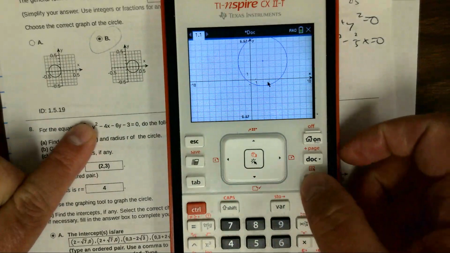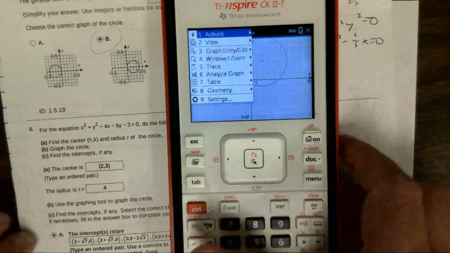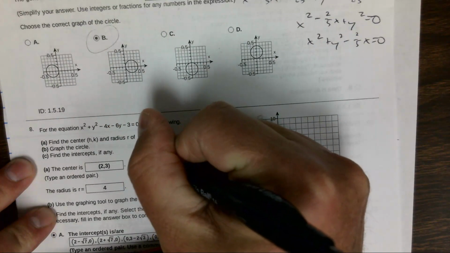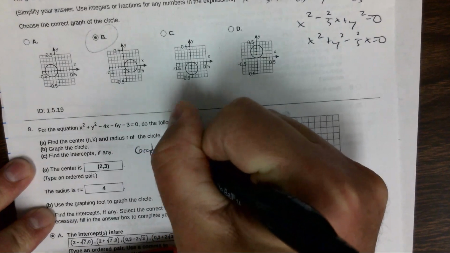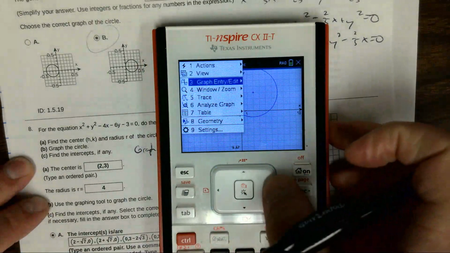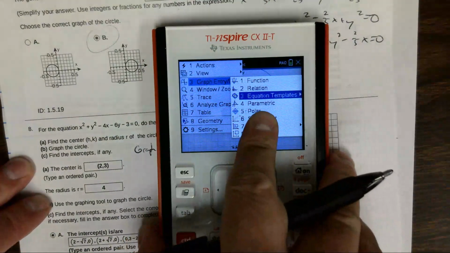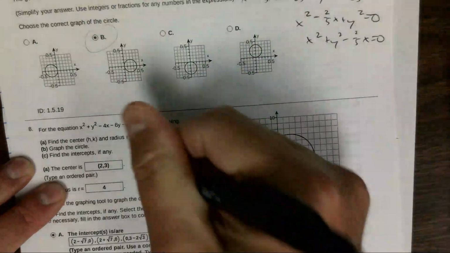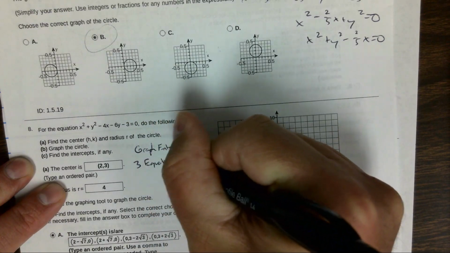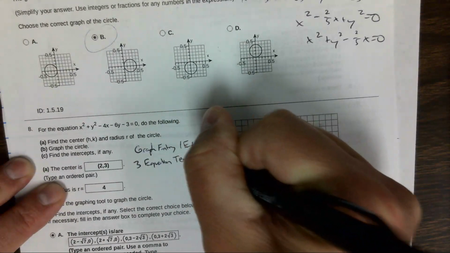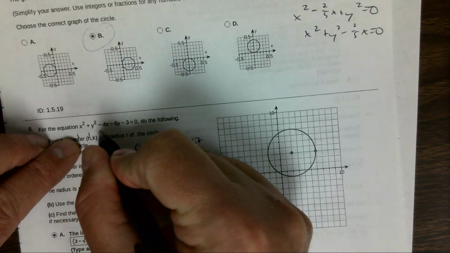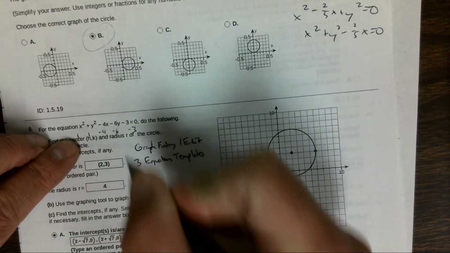Now, when you analyze conics, okay, so let me go to graph, entry, edit. First, let's mention 3 equation templates. And then type your numbers in. It was 1, 1, -4, -6, -3.